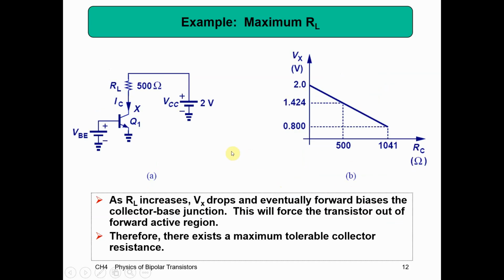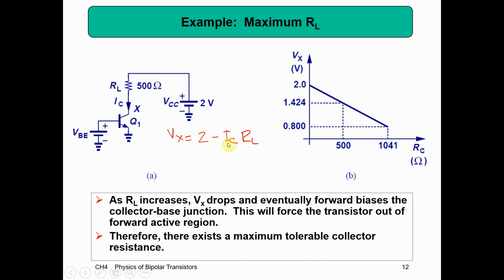Okay, so let's look at a simple problem. We're going to fix my base emitter junction, fix my collector voltage, and put a resistor in there. The current is going to be controlled by this, so if I change my resistor here, it's not going to change my current flow. But as we can see here, Vx is going to be equal to 2 minus IC times RL.